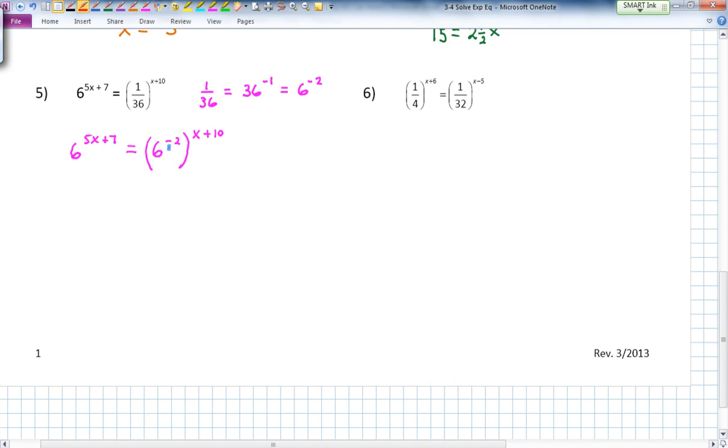Okay? We're going to multiply the exponents on the right side, so we're going to have 6 to the power of, this time we're distributing a negative 2, so it's negative 2x minus 20. On the left side, we still have 6 to the 5x plus 7. And now we just set the exponents equal to each other like we did before. 5x plus 7 equals negative 2x minus 20.